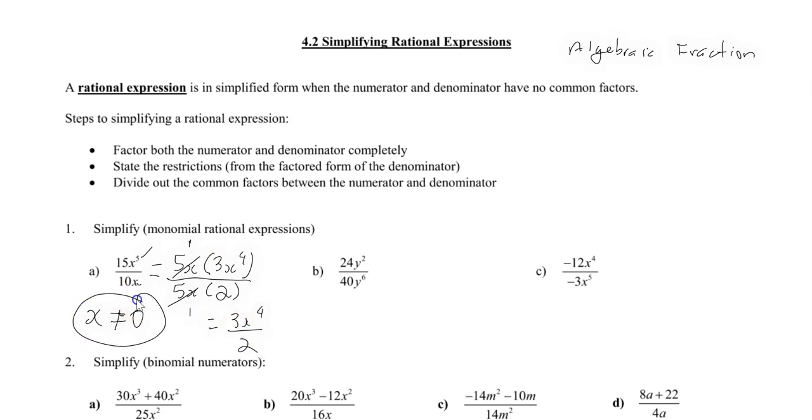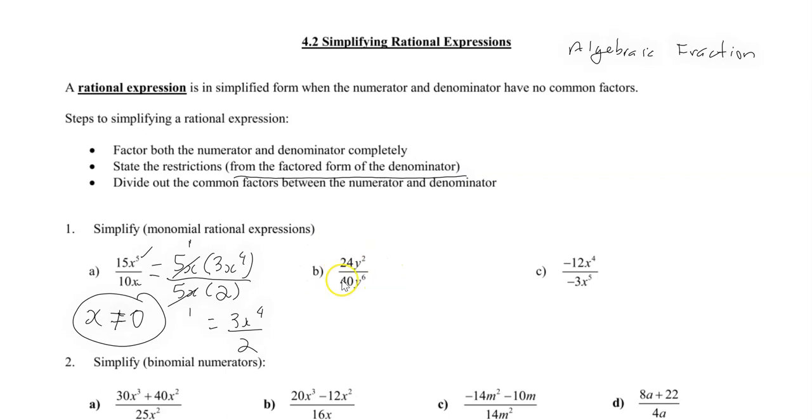Now the restriction still holds. You can't put a 0 in there. I mean, you could say, but I can put a 0 in there, right? Because 0 to the 4th is 0, times 3 is 0, and 0 divided by 2 is 0. But then it's not equivalent to the original rational expression, because in the original expression, we can't let x be 0, right? It will make the denominator 0. So the original restriction comes from the factored form of the denominator, and it holds no matter what.